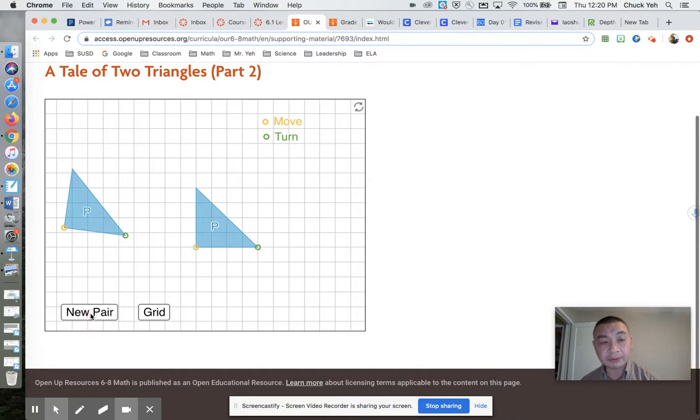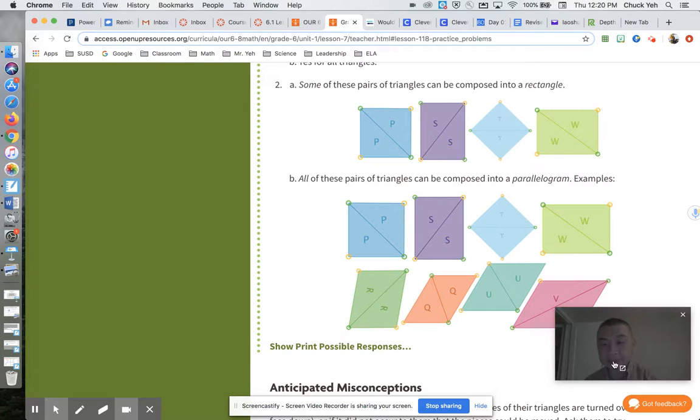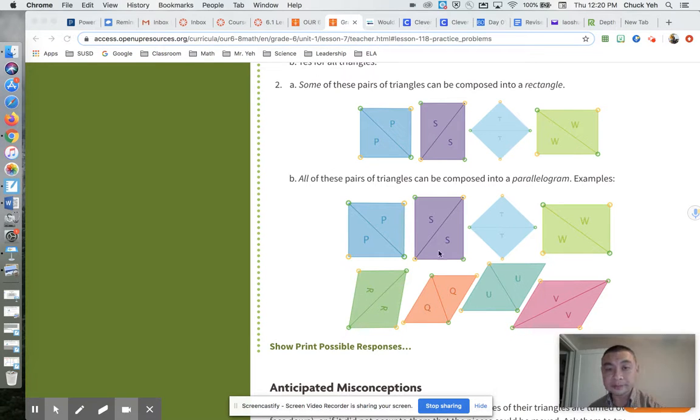So spend a few minutes playing around with this, and once you're done, unpause it and you can see the answers. All right. So hopefully you worked on it for a little bit. So here's the answers. These 4 can be rectangles, and all 8 are parallelograms because that's what we've done on the whiteboard. Every rectangle is a parallelogram, and every parallelogram, if you cut it in half, can be a triangle.